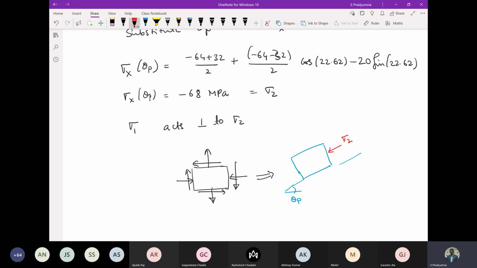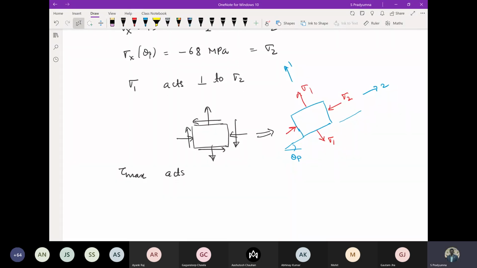This is sigma 2 and this is sigma 1. Okay, this is the element, it looks this way. So this is direction 2 and this is direction 1. It's always perpendicular, right? And where does this tau max act? Where do you get the tau max? At a 45 degree angle with theta p. It acts 45° apart from the principal direction.